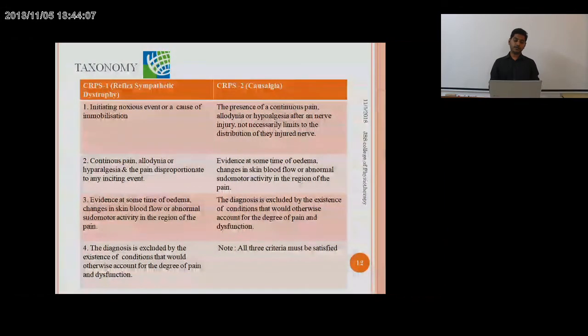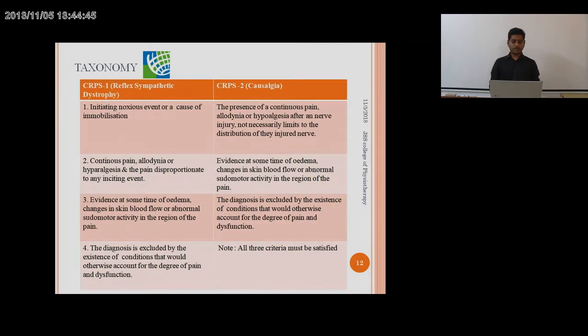And the second point is that continuous pain, allodynia or hyperalgesia is present and the pain is disproportionate to any inciting event. So, for example, if we have to diagnose CRPS, people should have an inciting event which is smaller than the area of pain. In a distal radius fracture, for example, the only area that gets affected is near the wrist, but people will end up with pain all the way to the shoulder region, where they have a larger surface area of pain. And evidence at some point of edema, changes in skin blood flow, and abnormal pseudomotor activity in the region of pain will be seen.